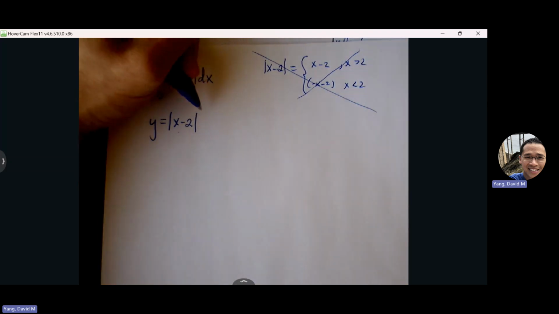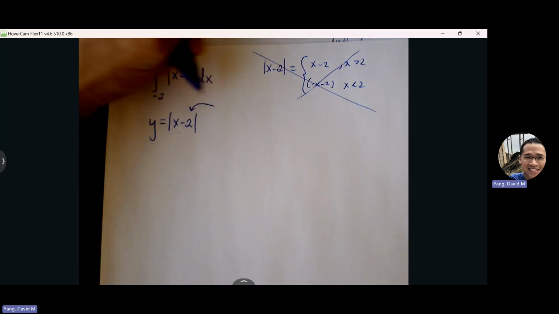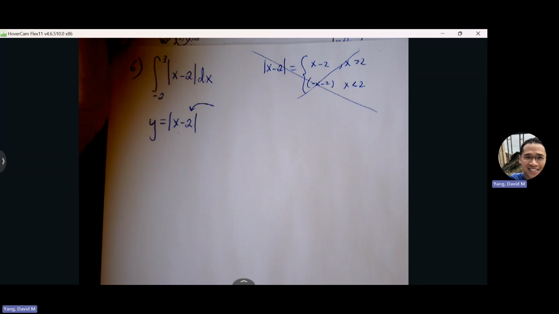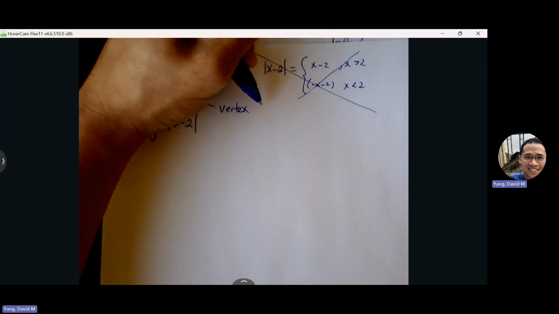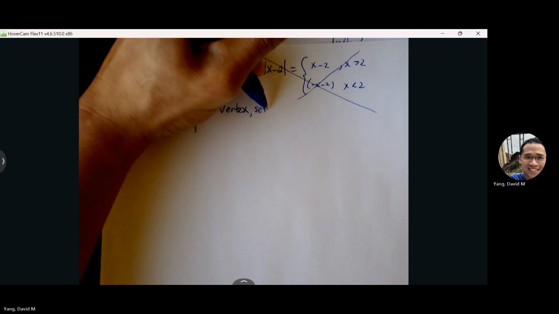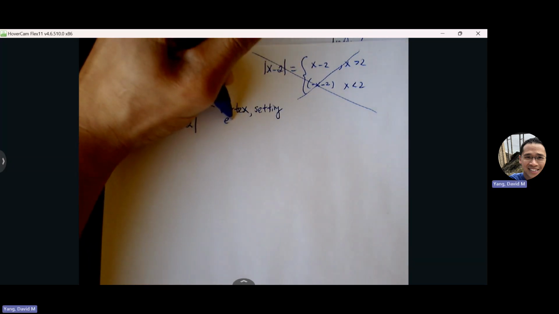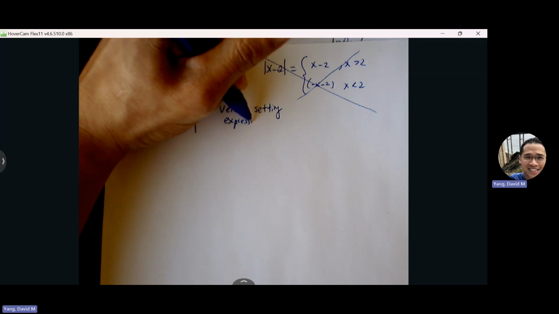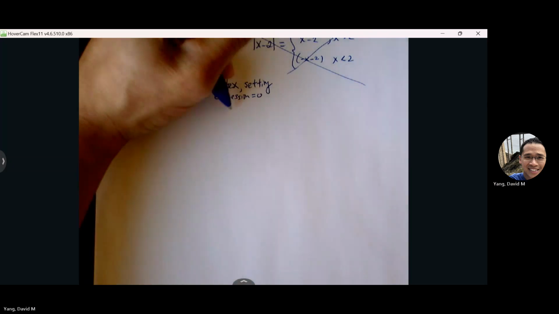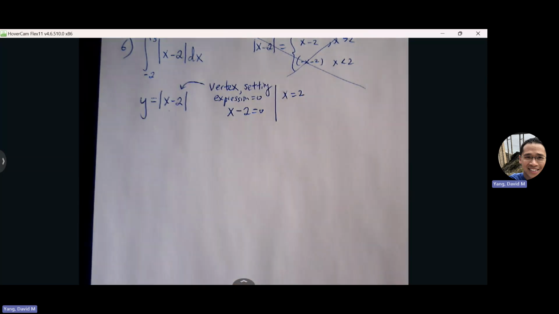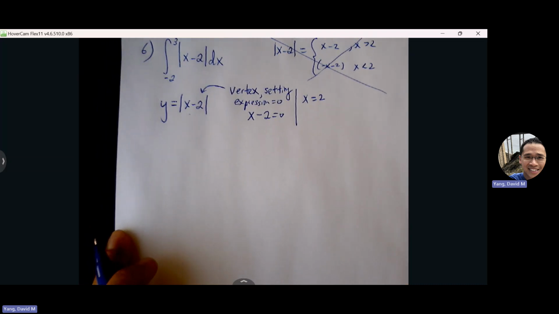But we have to know how the graph looks. Whatever causes that expression to be 0 is going to be where your vertex is. So your vertex can be found by setting the expression, or at least what's inside the absolute value, equal to 0. So here, x minus 2 is equal to 0. Therefore, x is equal to 2. That x equals 2 tells you where the vertex of your absolute value function is going to live.